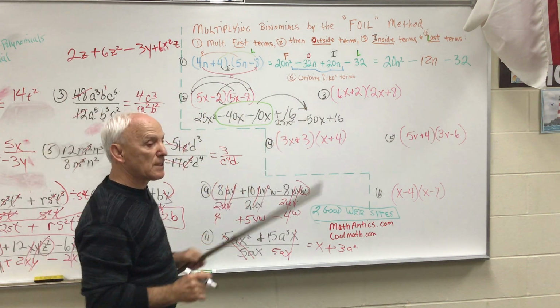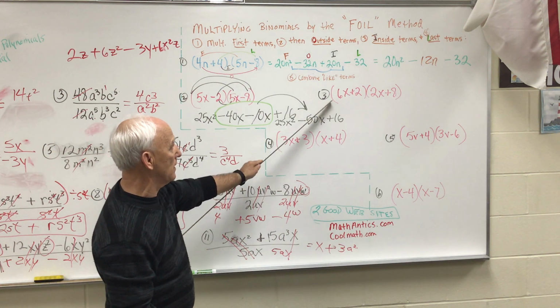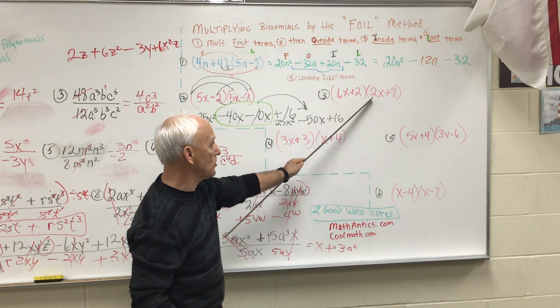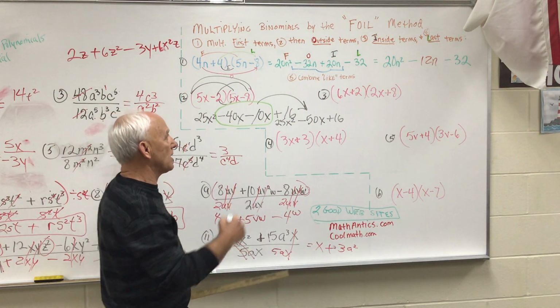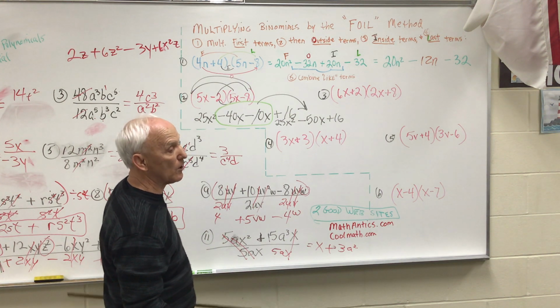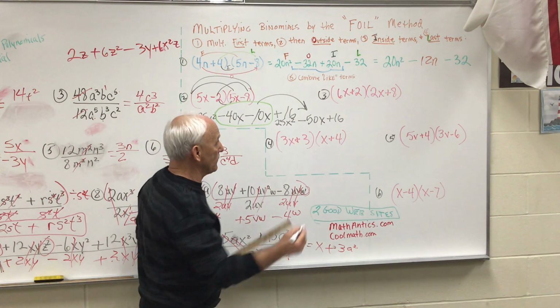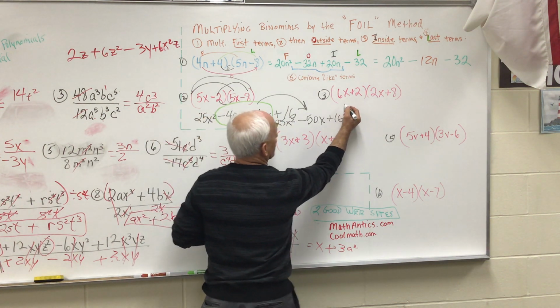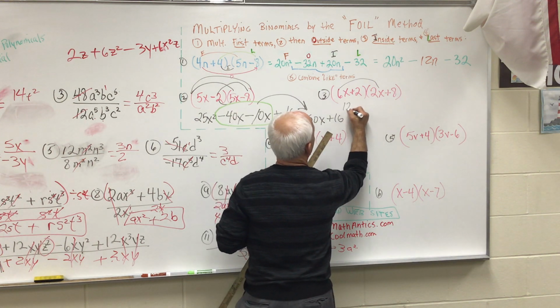Why don't you go ahead and take a moment and do the next one. Put it on pause. You have this written down, 6x plus 2 times 2x plus 8. Go ahead and use your first, outside, inside, last FOIL method, and take a moment and see what you've caught so far on this. Okay, now that you've come back, let's see what we did. First, that's right, 6x times 2x is 12x squared.